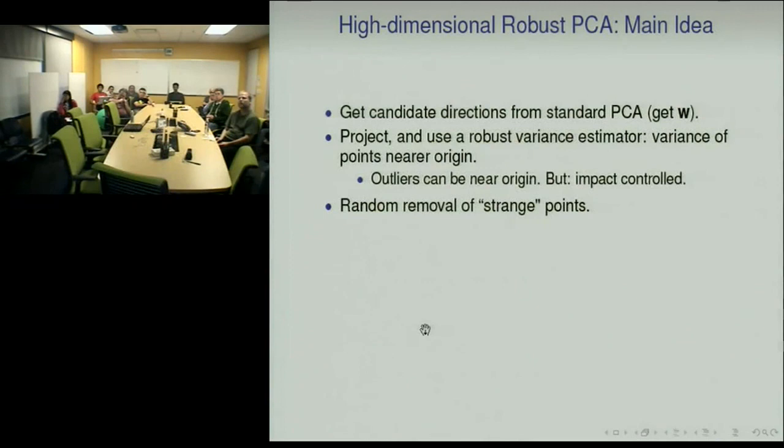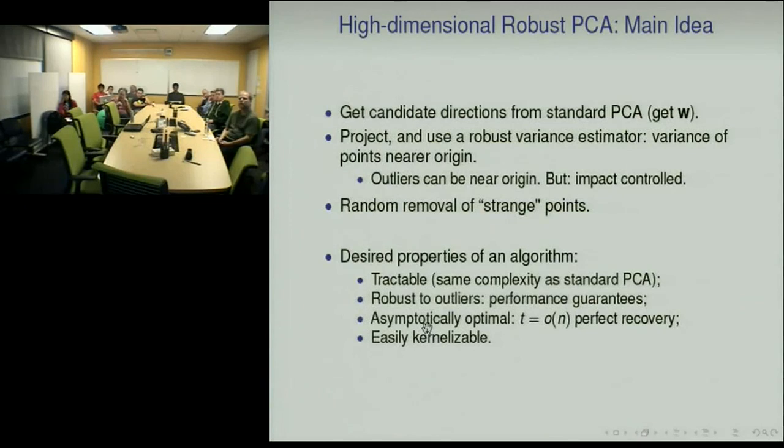And then there are two things that can happen. If the outliers are far from the origin, so if the outliers contribute a lot to the variance, we're going to throw them away. If they're close to the origin, so they don't contribute much to the variance, we're going to keep them and say, well, they don't harm us too much. So we do the projection, and then we do the removal of points which are strange, points that look to have a large variance.